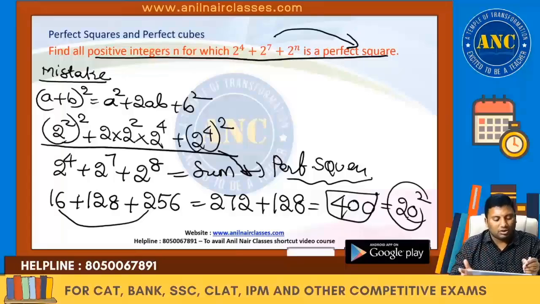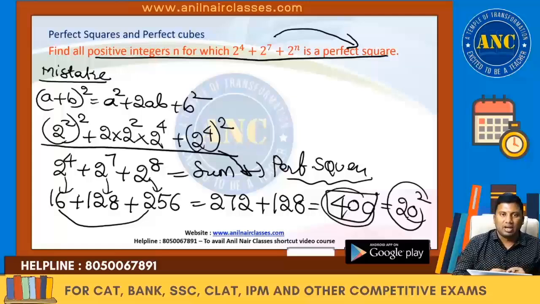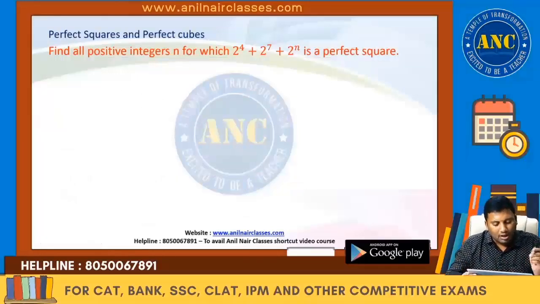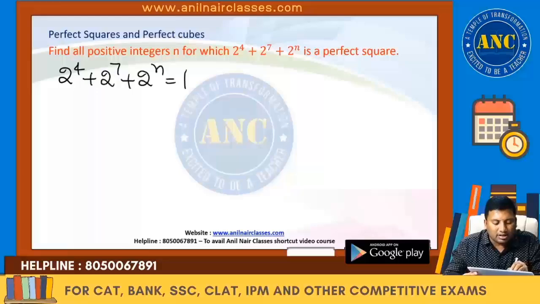A plus b whole square is a square plus 2ab plus b square. So 2 power 4 plus 2 power 7 plus 2 power 8. 2 power 8, 256, 128, 16. I am getting 400, which is a perfect square. There is also another approach to solve this question. That is 2 power 4 plus 2 power 7 plus 2 power n. It is a perfect square.